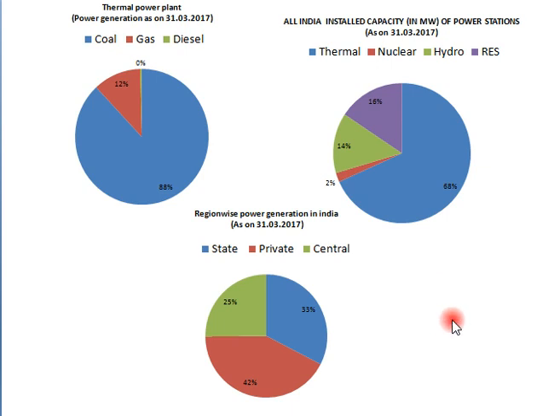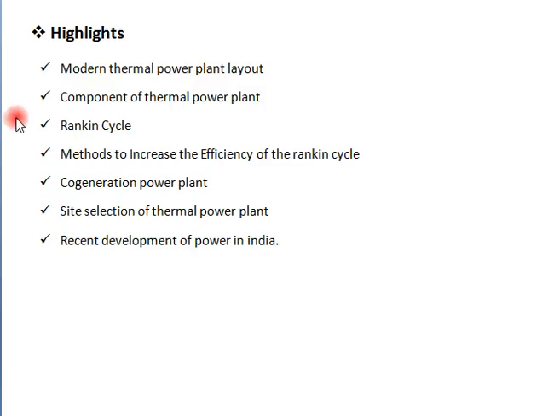Now, this chapter is completed. You can see the highlights of this video lecture. First we saw the modern thermal power plant layout and the different components of the layout. Second, the Rankine cycle and how the power plant works. Then methods to increase the efficiency of the Rankine cycle, and which things affect the efficiency of the thermal power plant.